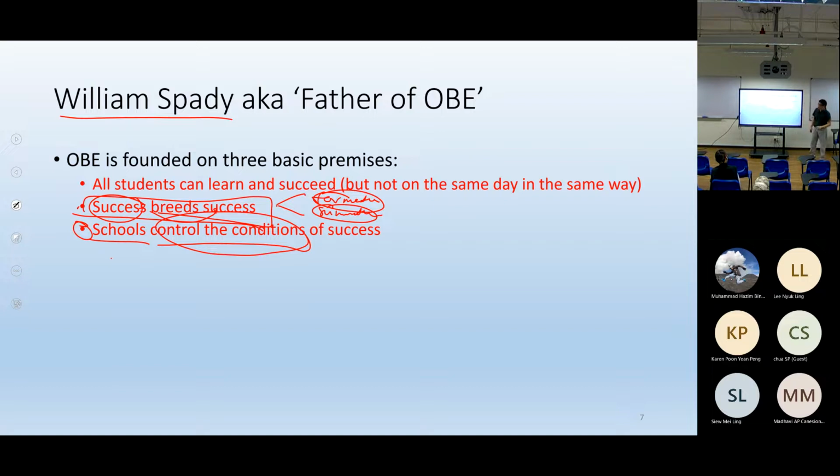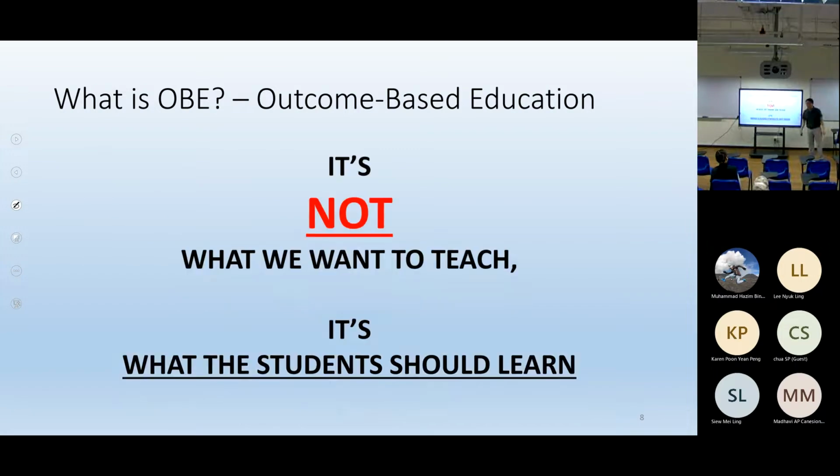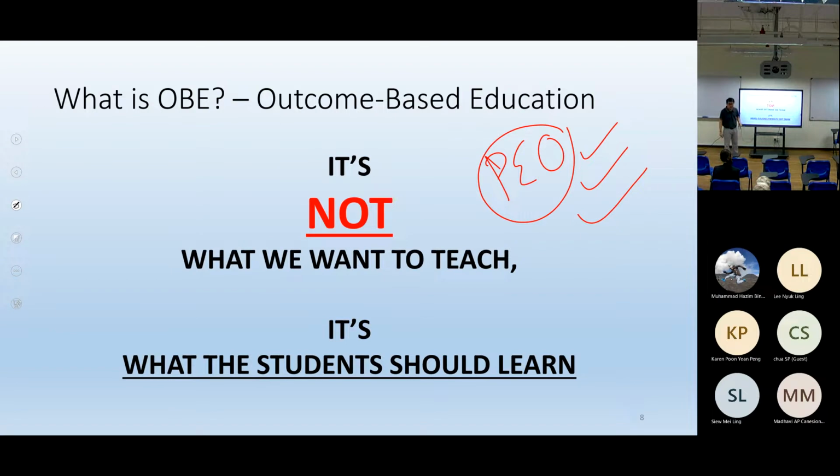So according to William Spady, OBE, not only the teacher, the motivation and the institution are very important. In education, it's not what we want to teach, but what the student should learn. Later, you will find that in outcomes-based education and in the structure of our documentation and process, PEO is the most critical. Have you heard of PEO? Anyway, PEO is critical. Later you will see, and that is what students should learn.